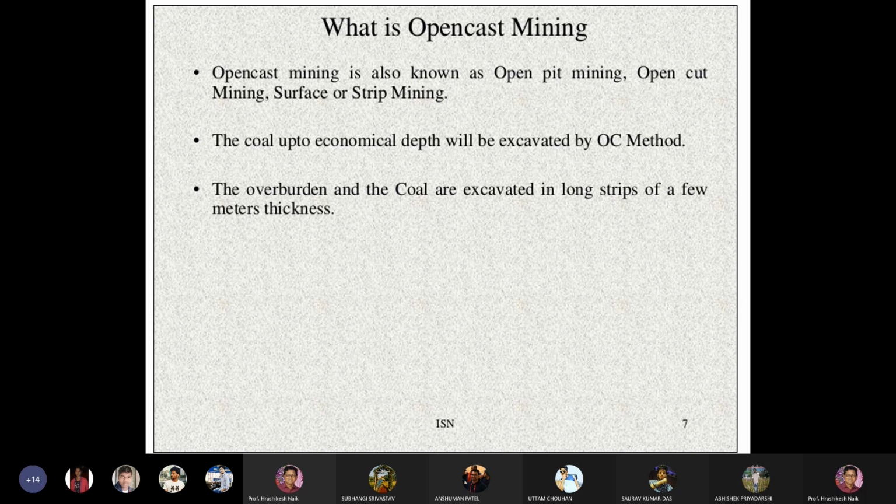Opencast mining is also known as open pit mining, open cut mining, surface mining, or strip mining, which we have discussed earlier, giving some introduction to the subject. The coal up to economical depth will be excavated by the opencast method. The overburden and the coal are excavated in long strips of a few meters thickness.